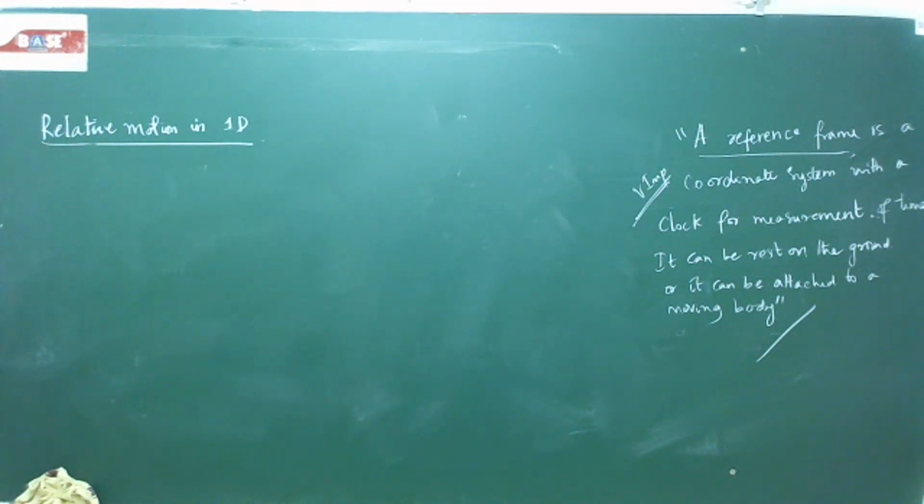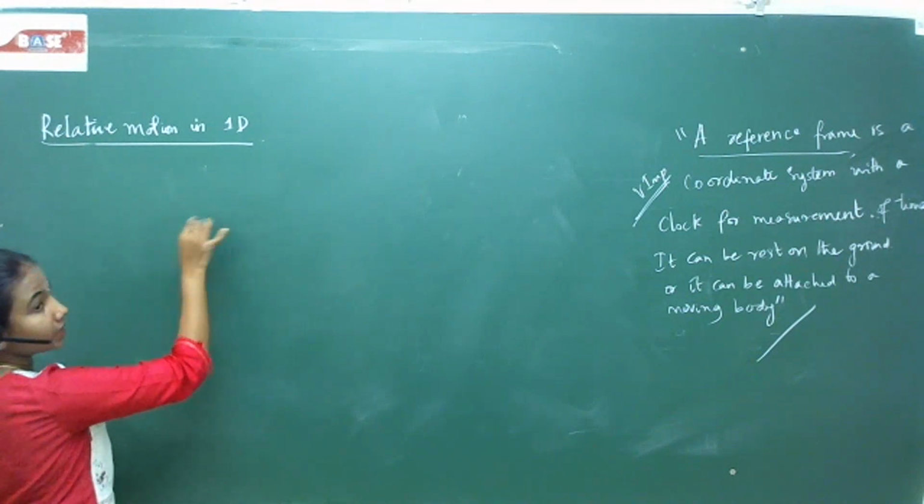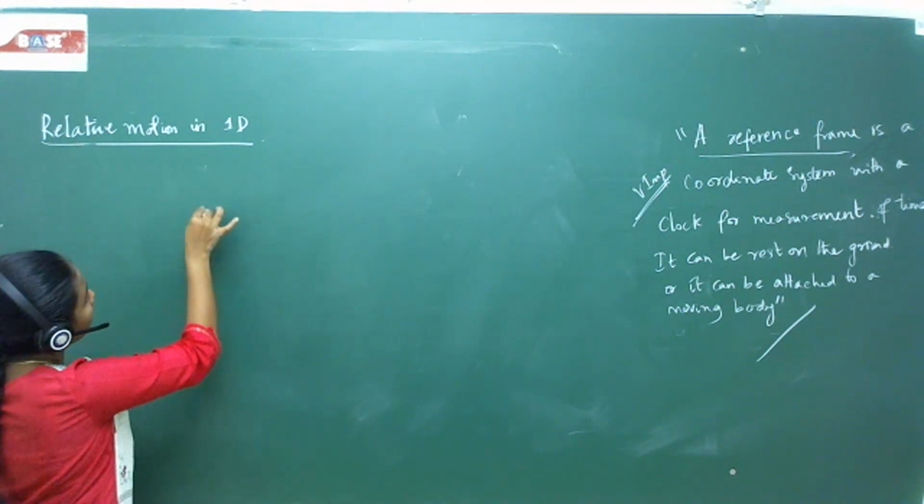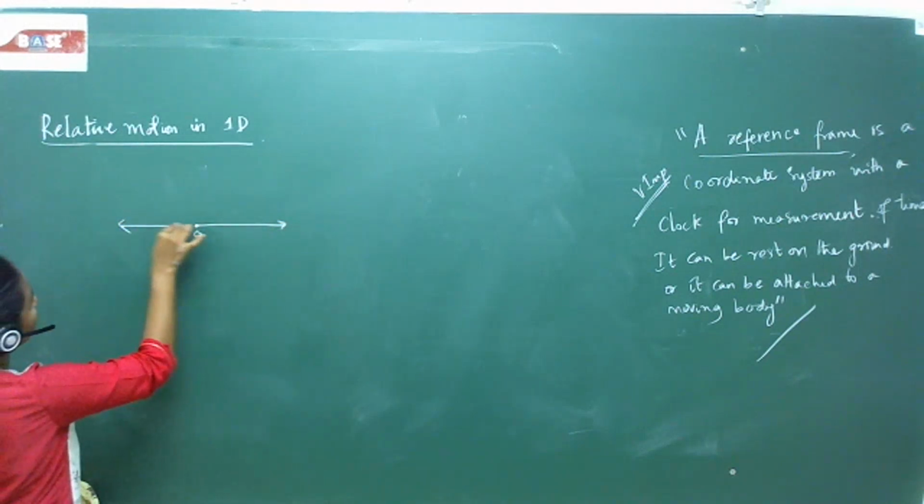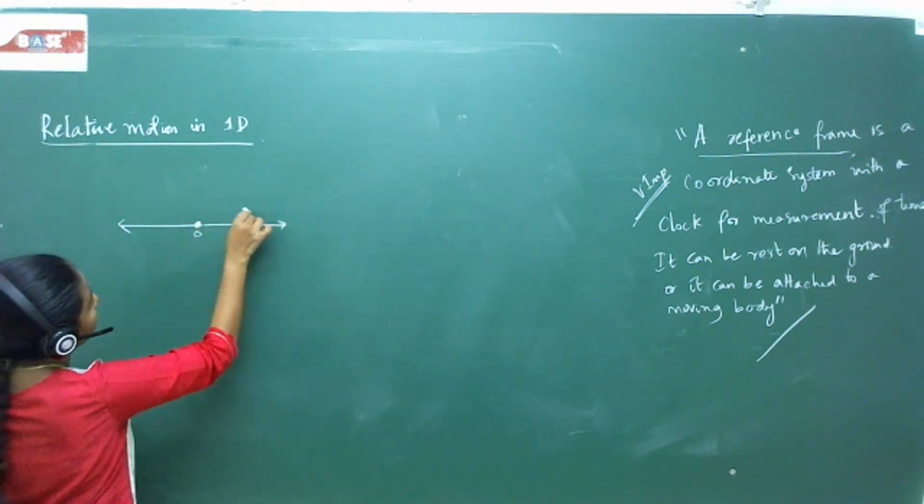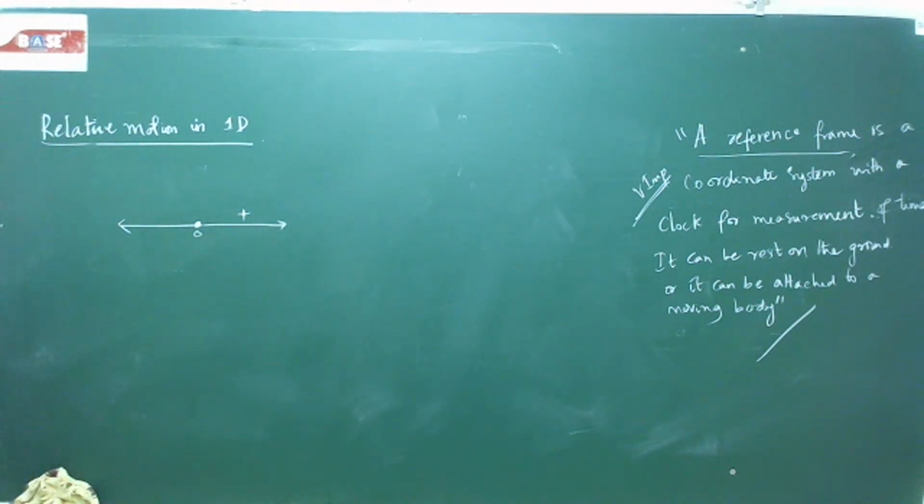Now, in the coordinate system, we know from the origin, this direction we will take as positive. This we will take as negative. Okay. I'll give you case 1.